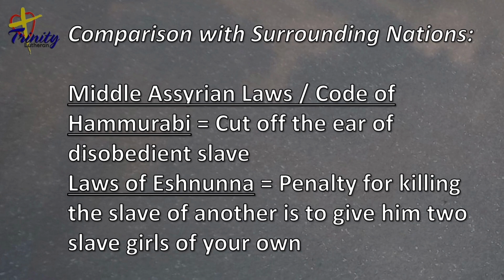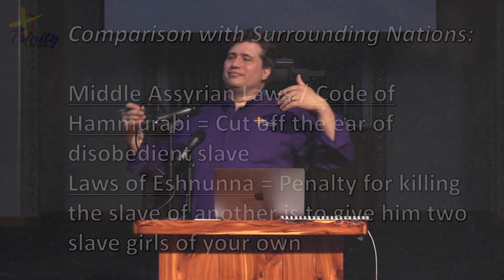So in this case, we see an example that if you killed someone's slave, then you had to give them two slaves of yours. And so the mentality behind the laws in the surrounding nations was always that if something bad happened to a slave, the wrong was done to the owner, not to the person who was the slave themselves. We're going to see something very, very different as we work through the way that God handled it.